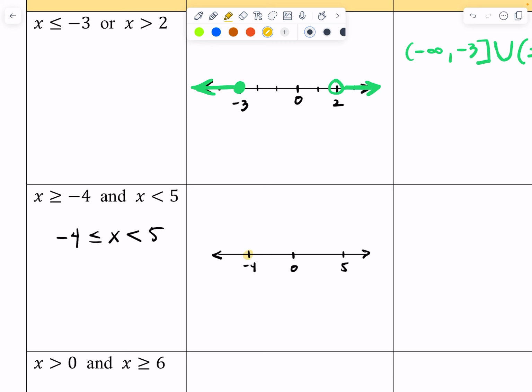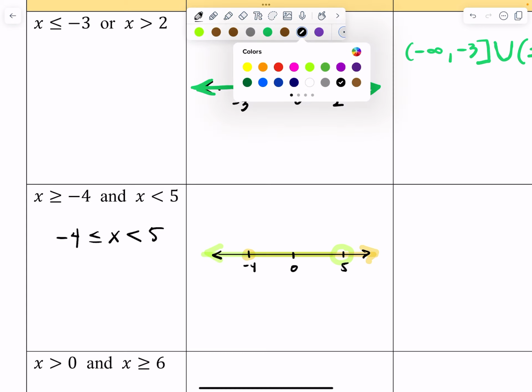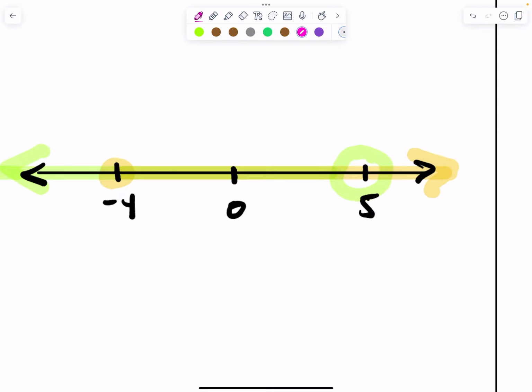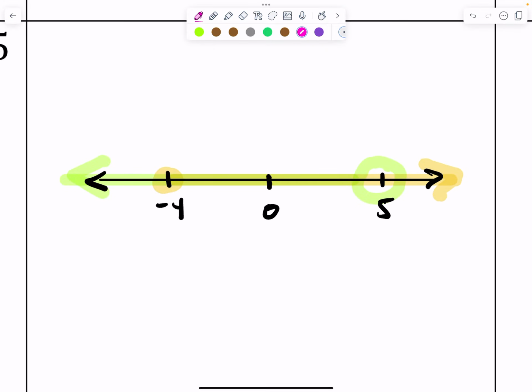So -4 is included and x is greater than -4. I'm going to draw each of those intervals. And then for x less than 5, 5 would not be included, and we would be shading to the left. So if we're thinking about, I'll use a brighter color here, where the overlap or where the intersection of the intervals is, it looks like from -4 up to 5, but not including 5.